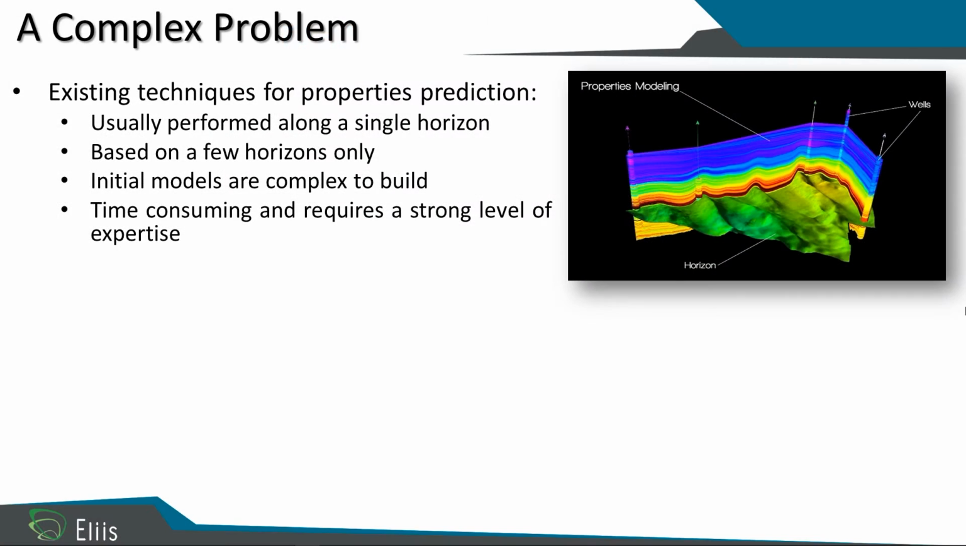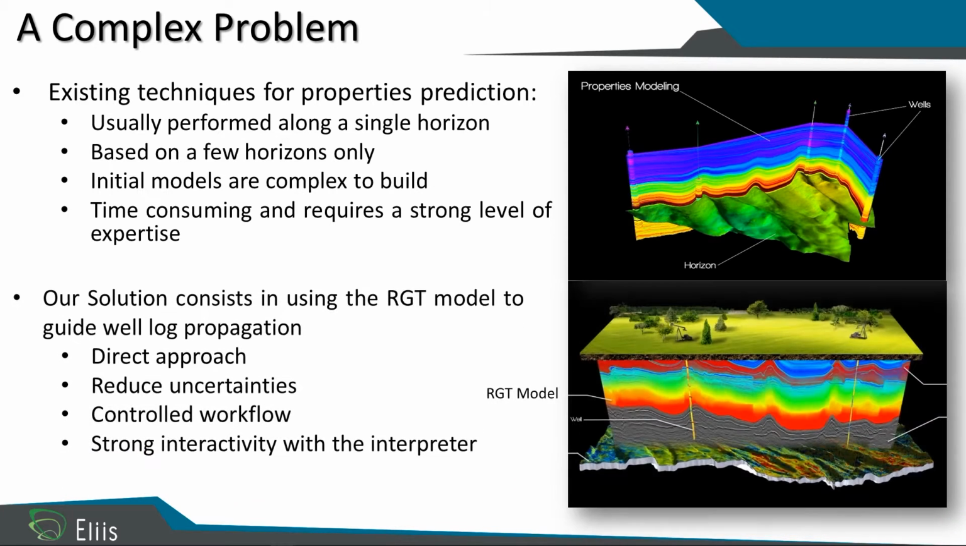Well properties prediction is a complex problem, but there are already existing techniques that are usually performed along a single horizon, or that are time-consuming or require a strong level of expertise, such as the inversion process. Our method uses a relative geological time model to guide the well-log propagation. It's a direct approach, which is more comprehensive for users.